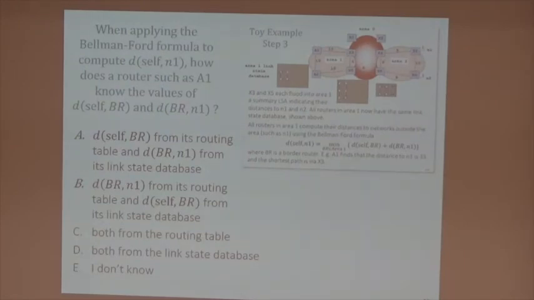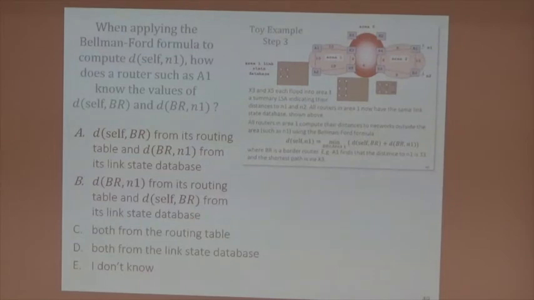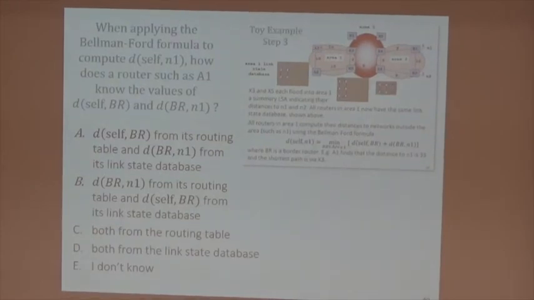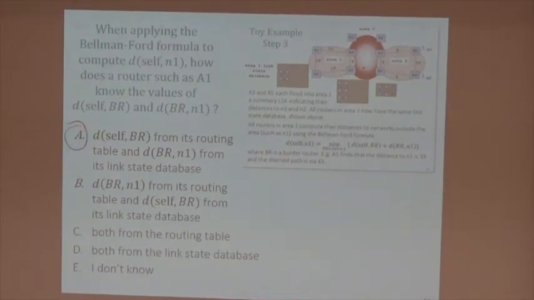So, one or two quick questions to check where we are. First one, this one. When applying the Bellman-Ford formula to compute the distance from self to N1, where did the router, such as A1, get the pieces of information from? Close in 5 seconds. And the majority has the correct answer. It's from this combination that is shown here. Correct.